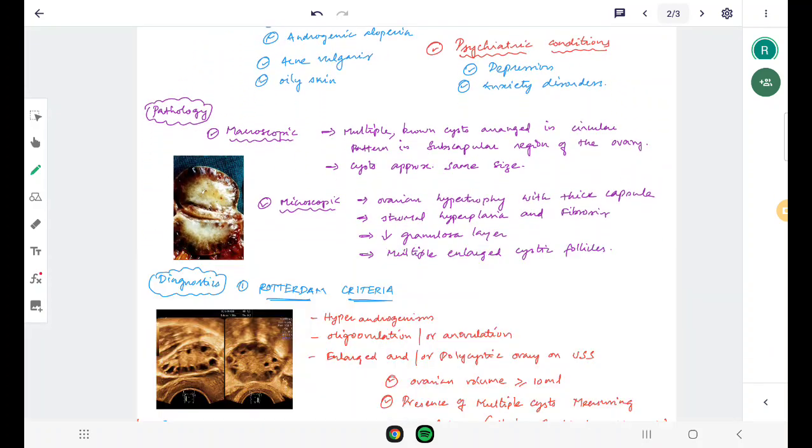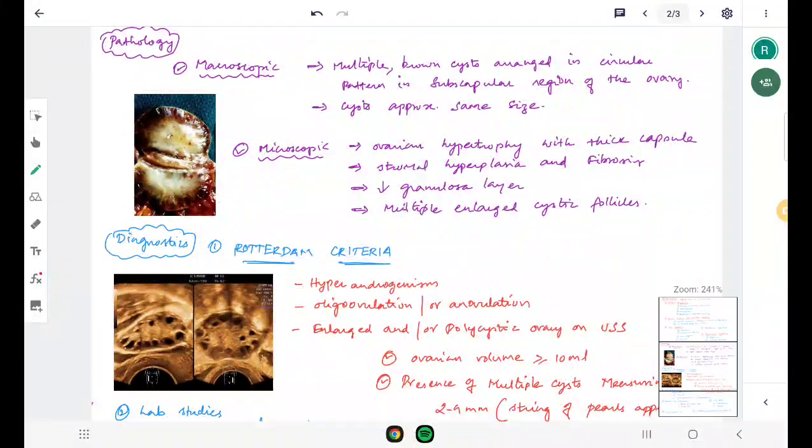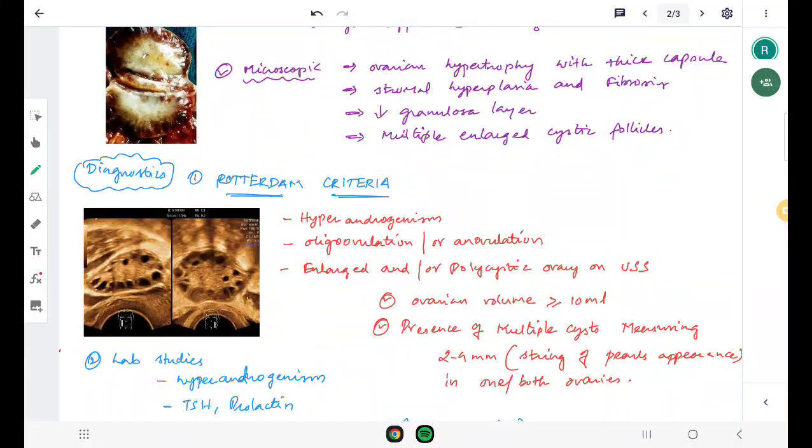All right. Coming to the diagnostic procedures of PCOS, we have certain criteria called the Rotterdam criteria. Speaking about the Rotterdam criteria, we have the following triad: hyperandrogenism, oligo-ovulation, and enlarged polycystic ovary, the ultrasound findings of PCOS. Based on the presence of at least two of these criteria, we diagnose PCOS.